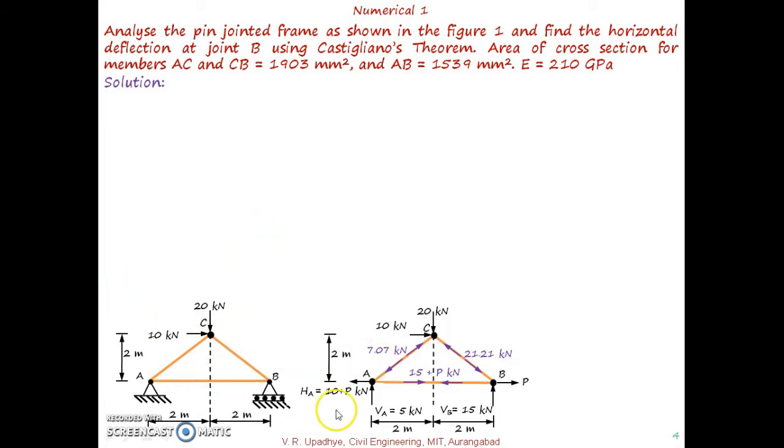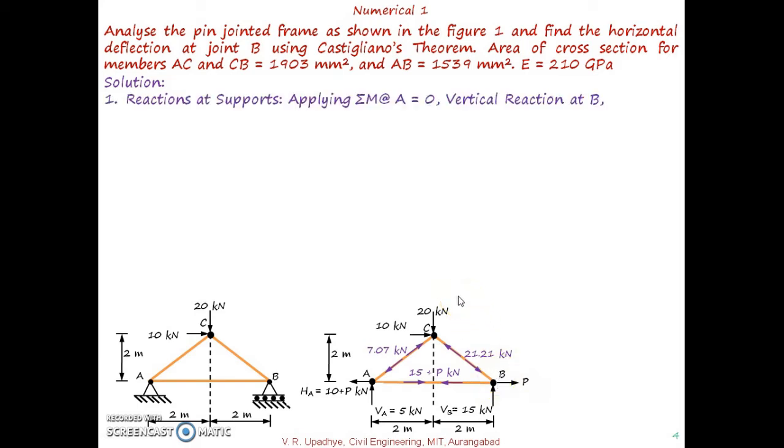Now we will be drawing the free body diagram of that truss with the actual forces as they are, and at the position where horizontal deflection is to be calculated, we will be applying force P. So it is asked to find horizontal deflection at joint B, so we will be applying horizontal force P at joint B. Then we will be finding the internal member forces.